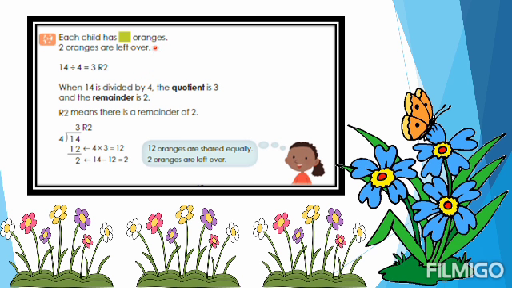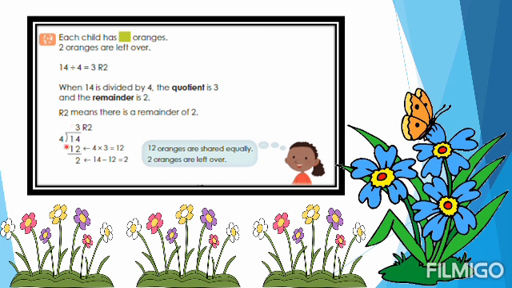So we'll be finding, class, the missing number here. As you see here, there's a division sentence. 14 divided by 4 equals 3, remainder 2. When 14 is divided by 4, class, the quotient is 3 and the remainder is 2. And as you see here, class, we have a long division method. We'll be using the long division method, class, to find the answer.